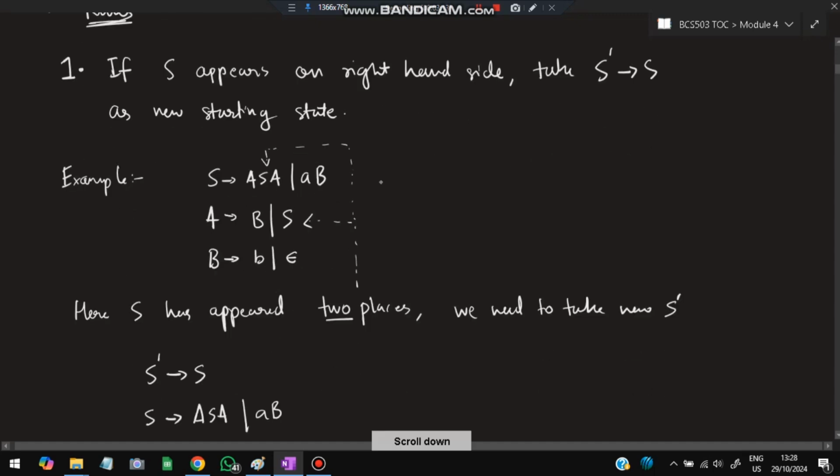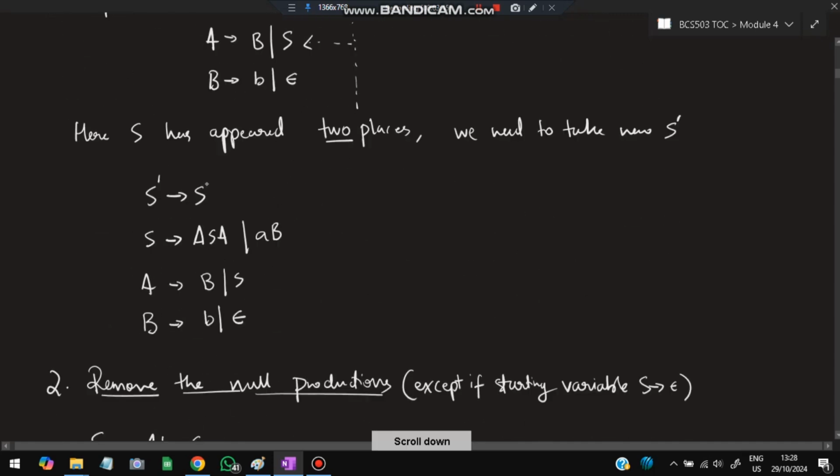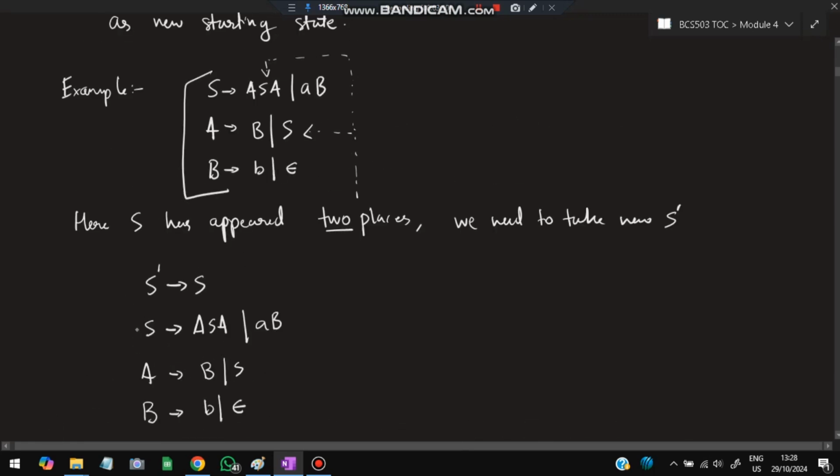Suppose that you have been given a question like this in the exam. S goes to ASA or AB, A goes to B or S, B goes to B or epsilon. Now which is the starting state? The starting state is the first one which they give, that is S here. S has appeared in the right hand side here also. Whenever S appears in the right hand side, we have to take a new starting state S dash, which is pointing to S. So we will write it as follows: S dash goes to S, and the rest of the thing will be similar. This and this are the same, there is no difference, only that we have to take a new starting state.